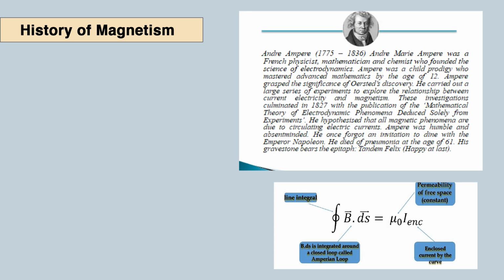Another physicist, Ampere, was a French physicist, mathematician and chemist who founded the science of electrodynamics. Ampere derived the significance of Ørsted's discovery. He carried out a large series of experiments to explore the relationship between current, electricity and magnetism. These investigations culminated in 1827 with the publication of the mathematical theory of electrodynamic phenomena deduced from experiments.